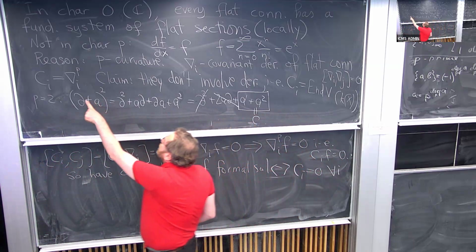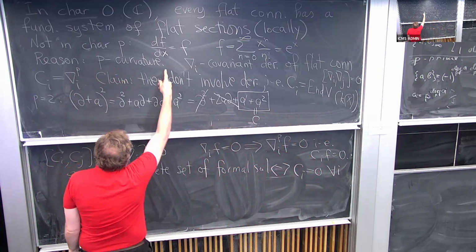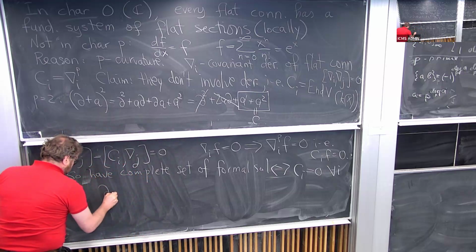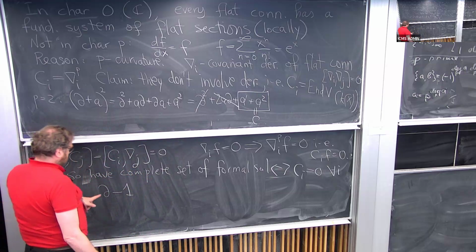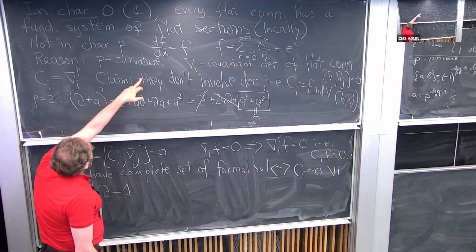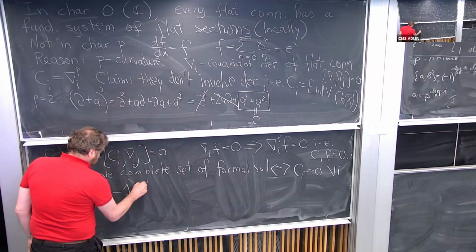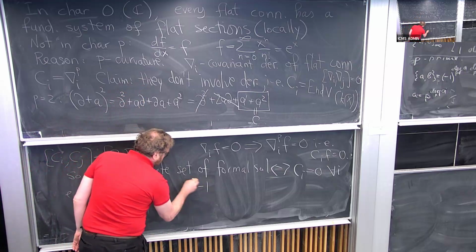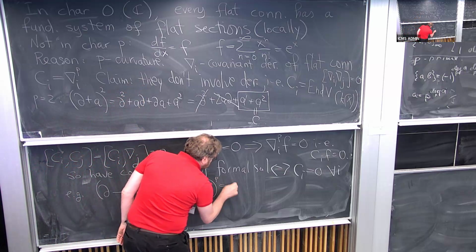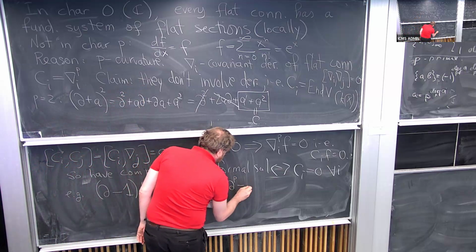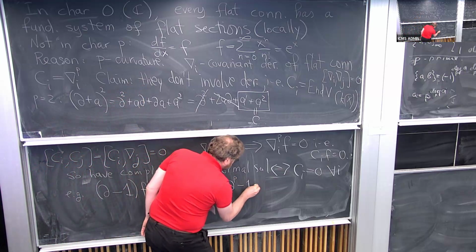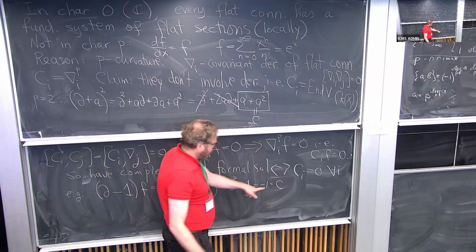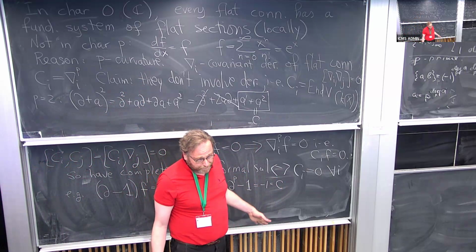And so in our example with the exponential series, the differential operator that we are dealing with is D minus 1. And if you raise it to the power p, you obtain D to the p minus 1, which is minus 1. So this is the p-curvature, and it is not equal to 0, and that's why we don't have solutions.